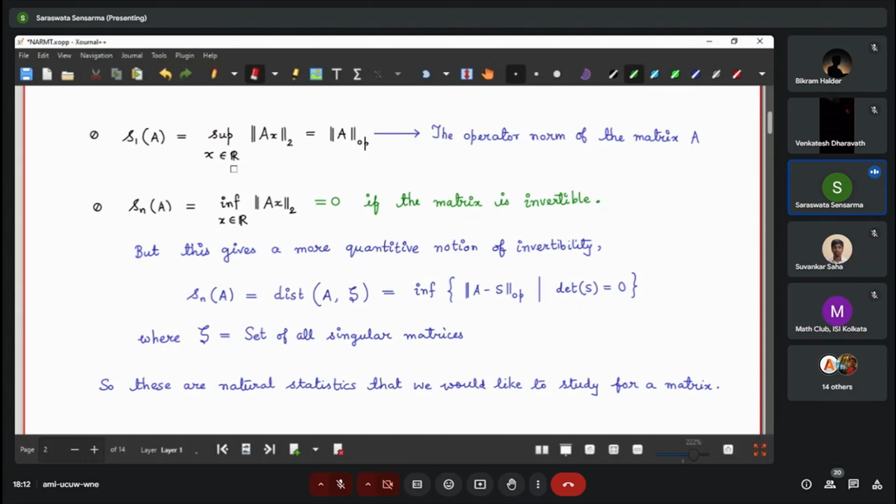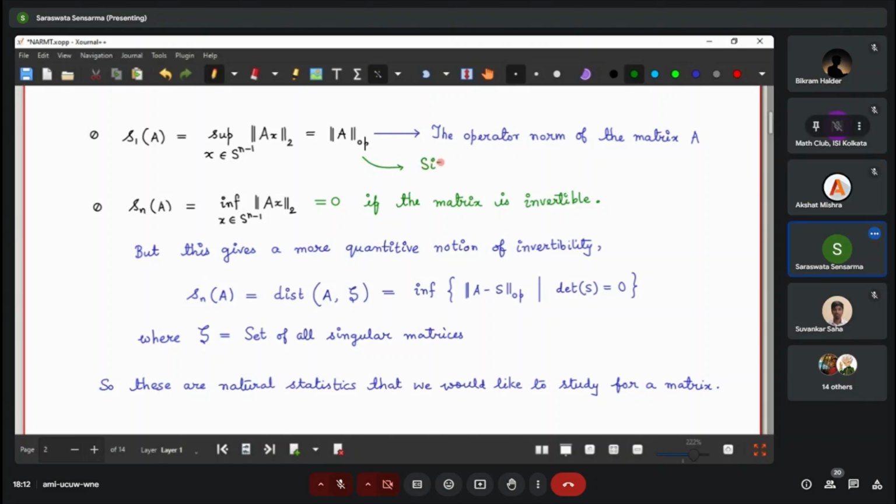Sorry, there is a mistake here. This should be in S^(n-1). If you take the infimum over Rn, it's always zero, and also this should be in S^(n-1). Okay. And this gives us an idea of the size of a matrix.